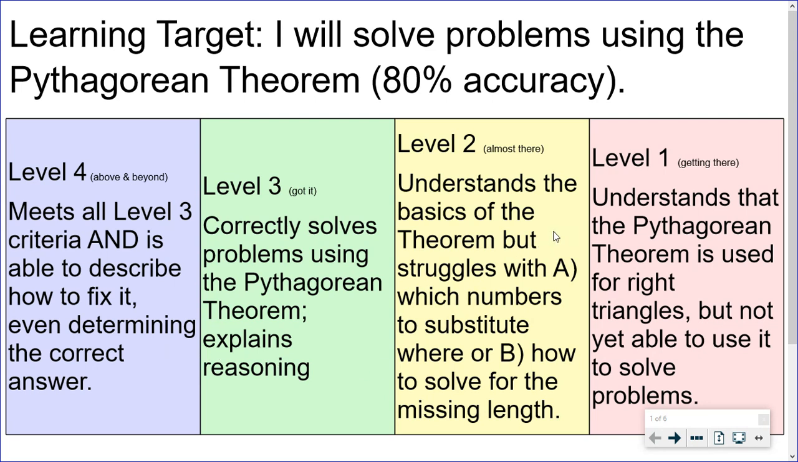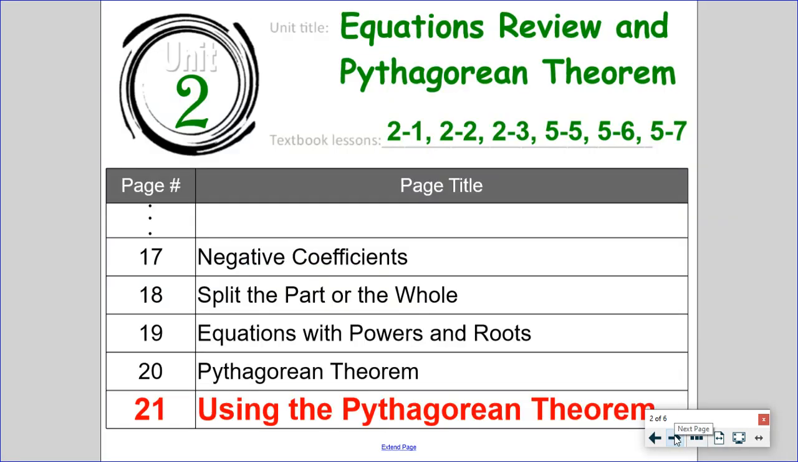Level 2, almost getting there, understands a squared plus b squared equals c squared, but doesn't quite yet know where to put the numbers in or how to solve for the missing length. And level 1, not yet understanding, yeah, we're talking right triangles, but don't know where to go from there.